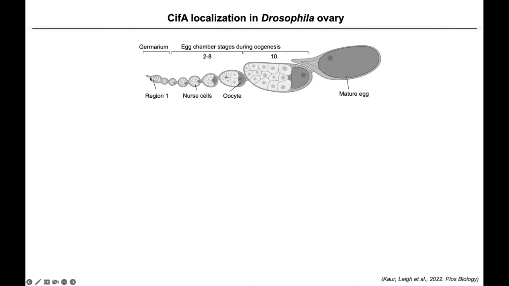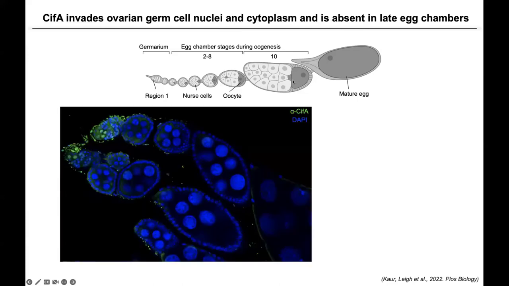So we first looked at CIF-A localization in the ovaries and all these egg chamber stages. And we found that CIF-A, in green, localizes on region one of the germarium, which also overlaps with the germ cell nuclei. In the early egg chamber stages, it's in the cytoplasm. But interestingly, it's absent in the late egg chamber stages. So CIF-A is only interacting with the host nuclei in the early stages, but it's absent in the late ones.